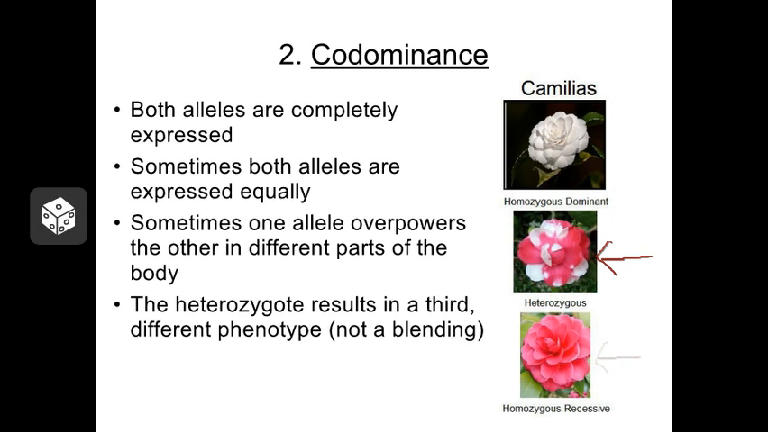So what's going on there is that in some of the petals, the white allele is dominant, and in other petals, the pink allele is dominant. So one kind of takes over in one area, and in other areas of the flower, the other one takes over. So we say that these alleles are codominant. They're both dominant, just in different parts of that flower.